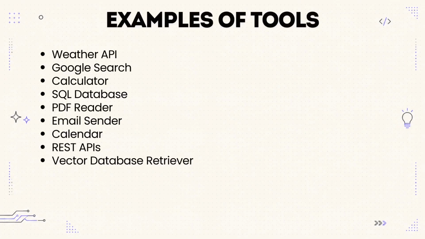Now come some examples of tools. We have Weather API, Google Search, Calculator, SQL databases, PDF reader, and email sender. There are a lot of tools which are openly available. You can use any one of these.